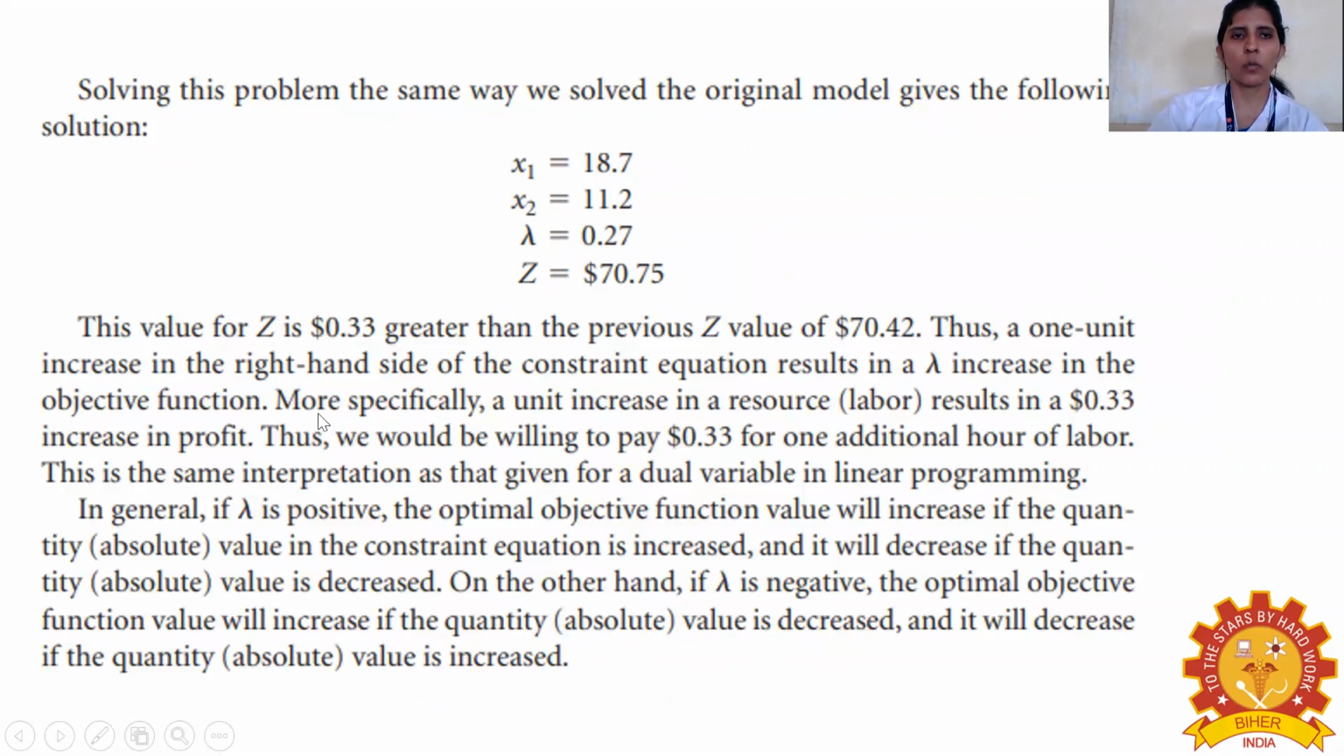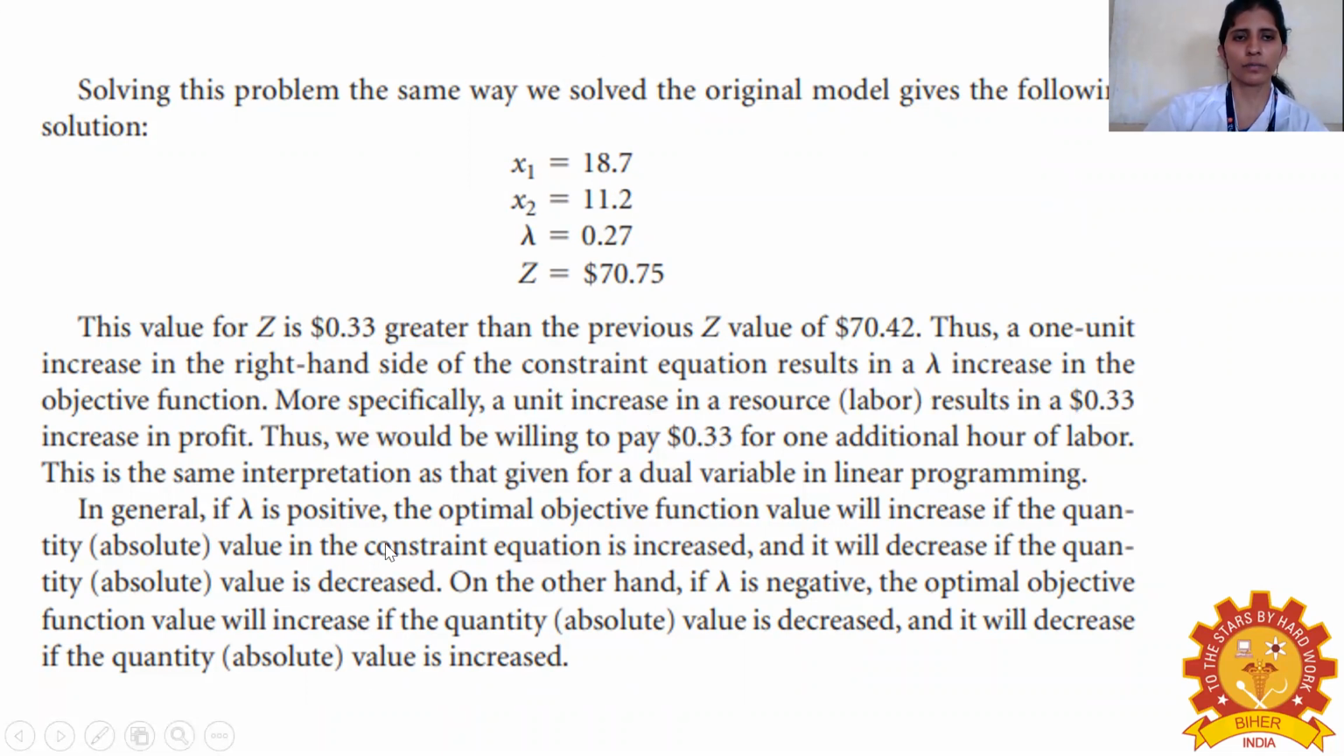$0.33 greater than the previous z value. Thus a 1 unit increase in the right hand side of the constraint equation results in a lambda increase in the objective function. I hope you can understand this. More specifically, a unit increase in a resource, the labor, results in a $0.33 increase in the profit.